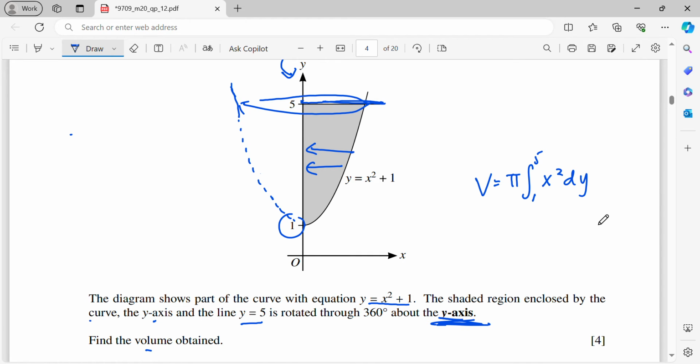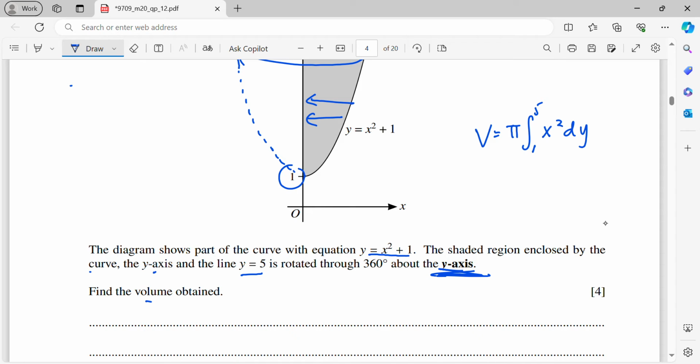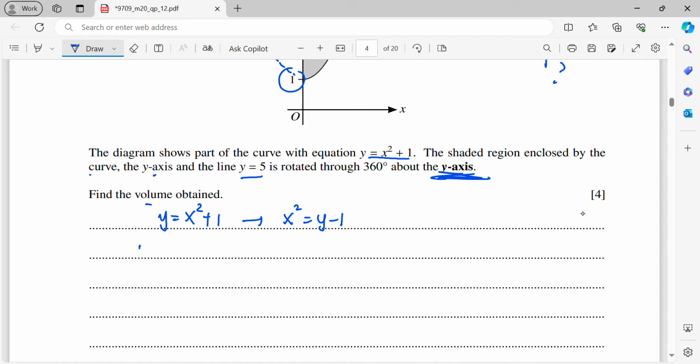So this is our formula, which means now I need to get what is my x squared. So I will write y equals x squared plus 1. Hence, my x squared will be y minus 1. Therefore, my volume equals pi integrate from 1 to 5 of x squared dy. Then this is going to be integrate from 1 to 5, my x squared is y minus 1.